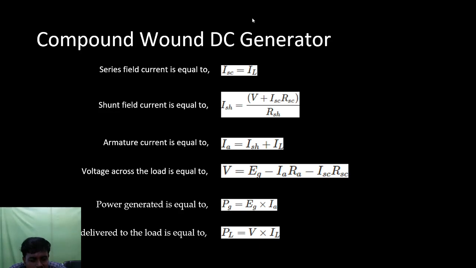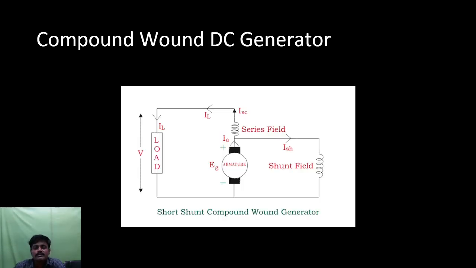So here I can write the series field current ISC is equal to IL. In the short shunt DC generator, from the diagram itself I can say this is the IL, and this IL comes directly to the series field winding. So ISC is equal to IL as per the configuration we made.